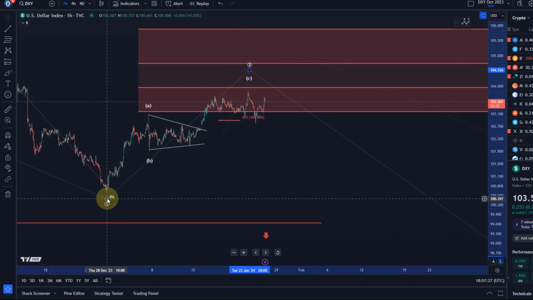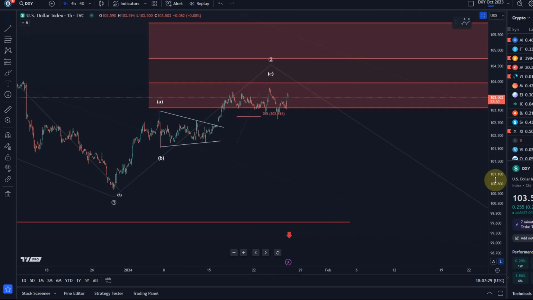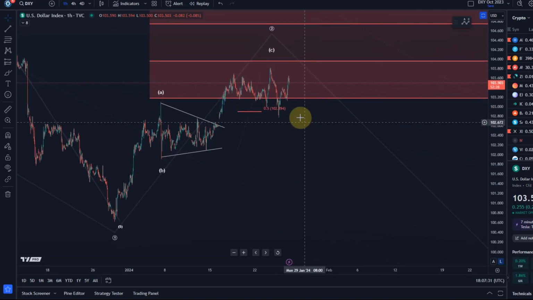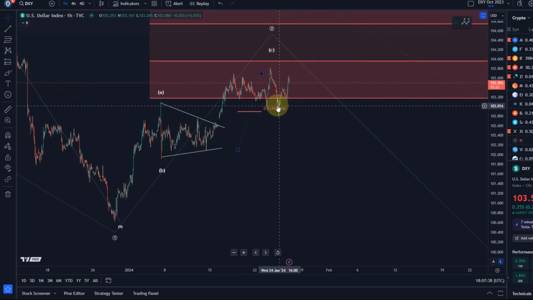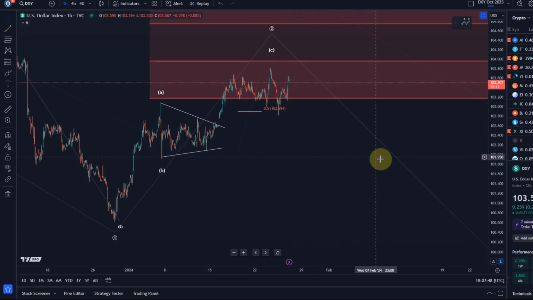Does that mean I want to call a top in place? Absolutely not. It's too early for that. It's way too early. It really depends on what happens here now. So I would probably call a top in place for wave 2 if we see a break below $102.77. It will depend to a degree on how the break occurs of that level.